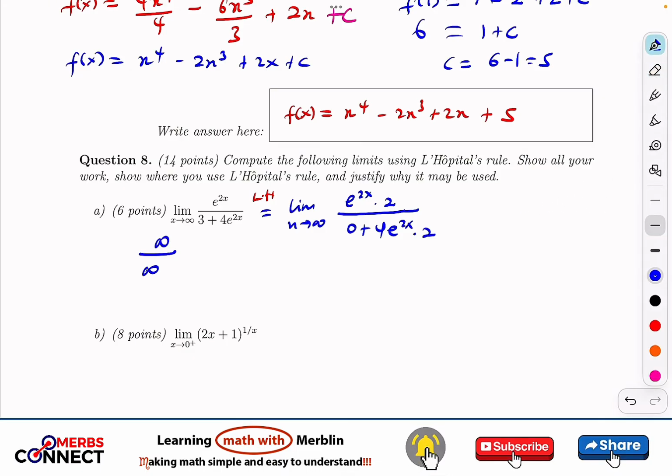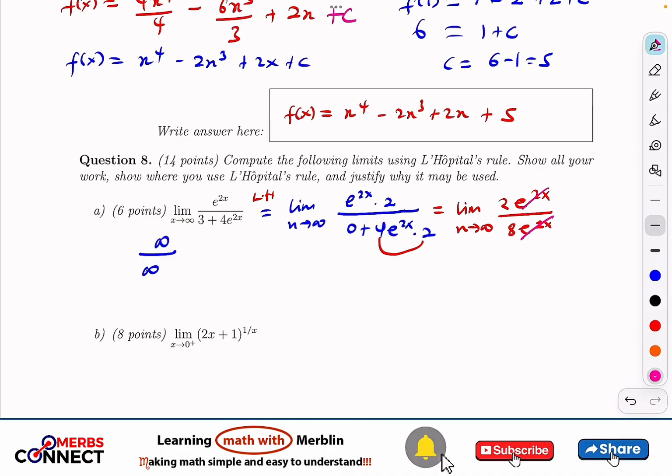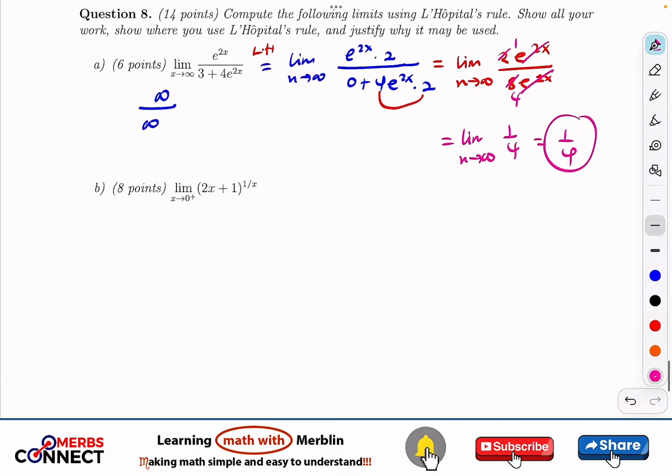So now this is the same as the limit as x approaches infinity of 2e to the power 2x. The 0 will just go away. 2 times 4 is 8e to the power 2x. And then this will cancel this, and 2 cancels itself, 1, and cancels here with 4. So we are going to have the limit as x approaches infinity of 1 over 4. The limit of a constant is the constant. So we get 1 over 4 as our final result here.